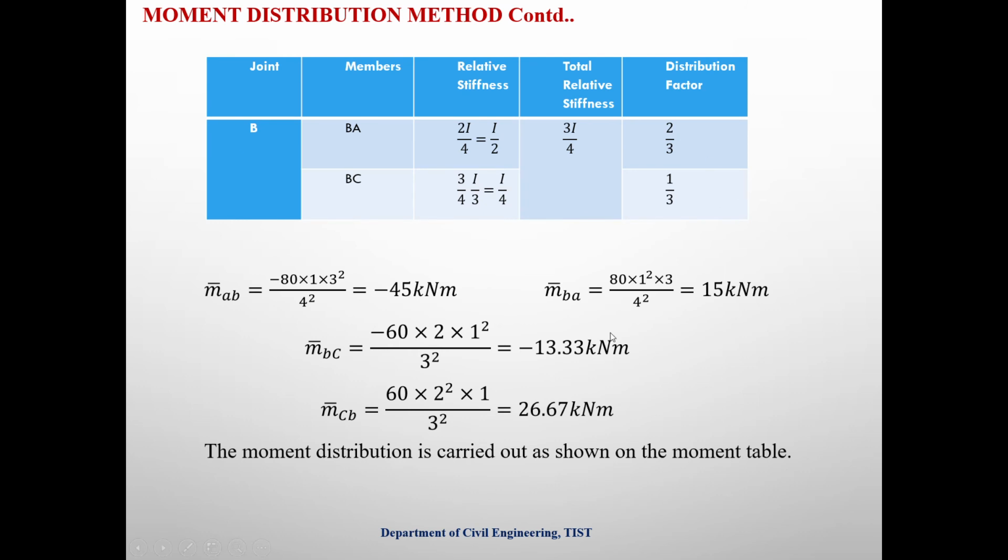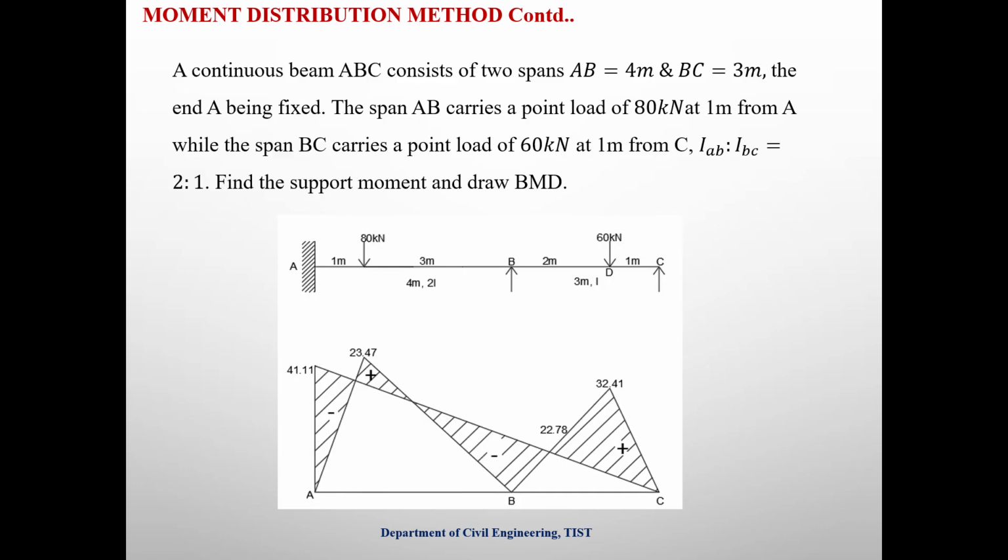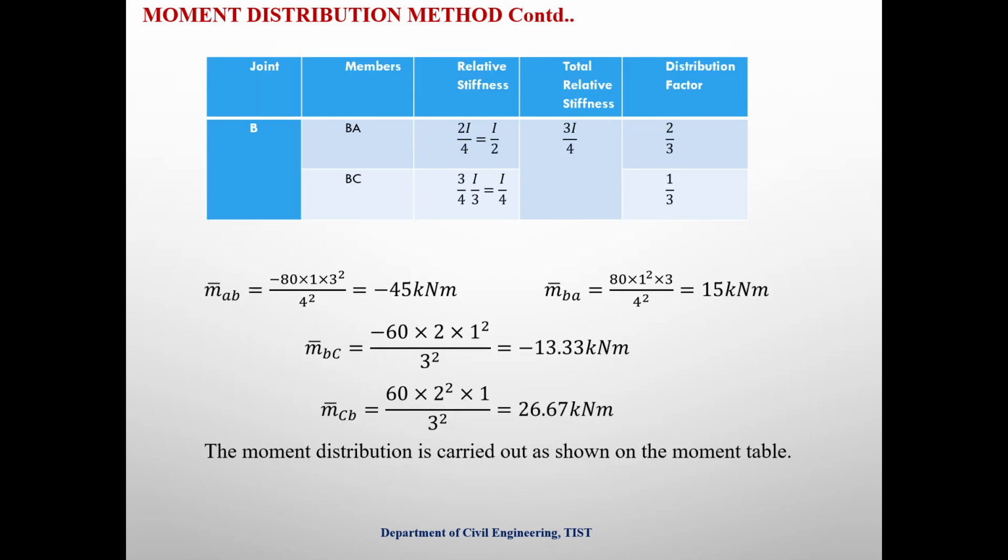The second step is the distribution factor. In this problem, the joint B is connected by two members BA and BC. In the case of BA, the far end is A. It is a fixed end, that means relative stiffness is I by L. In the case of BC, the far end is simply supported, that means 3/4 of I by L. After that, find out the total relative stiffness. Then relative stiffness by total relative stiffness will be the distribution factor. The sum of the distribution factors is also 1.